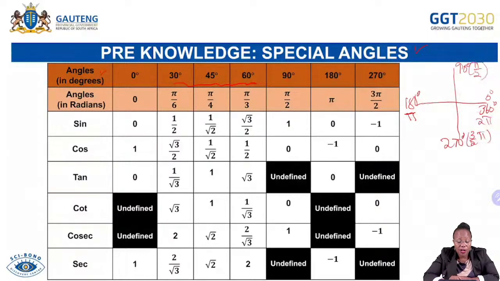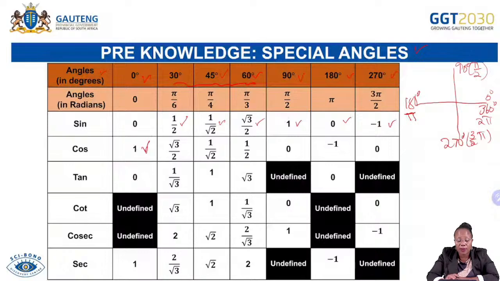And then now, grade 12, if you are having the sine of 0, it will be 0. And then the sine of 30, it's a half. Sine of 45, it's 1 over square root 2. Sine of 60 is square root 3 over 2. Sine of 90 is 1. And then sine of 180 is 0. Sine of 270 is minus 1. The same applies with cos. Cos of 0 is 1.